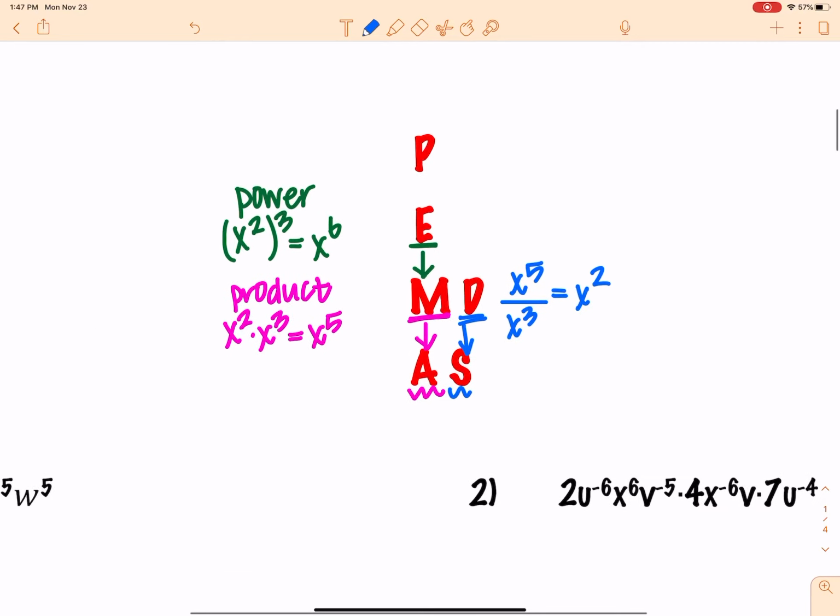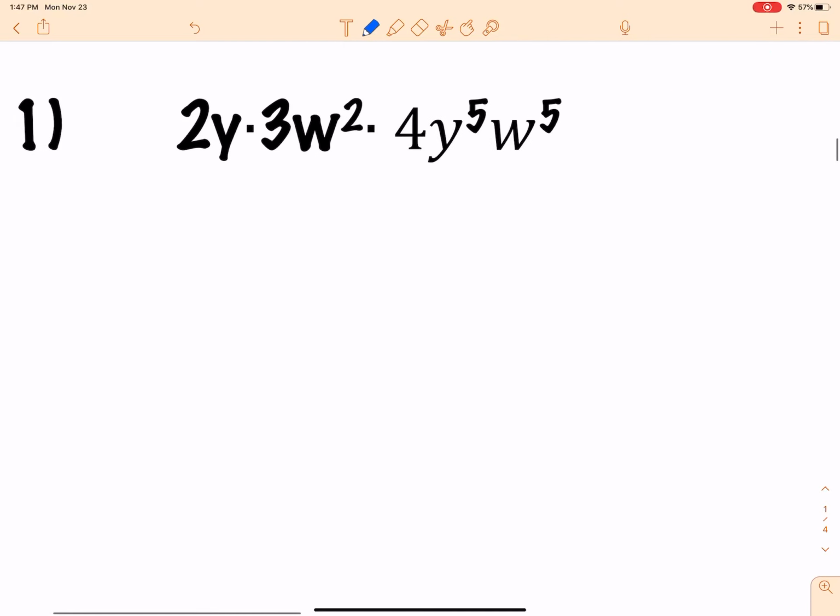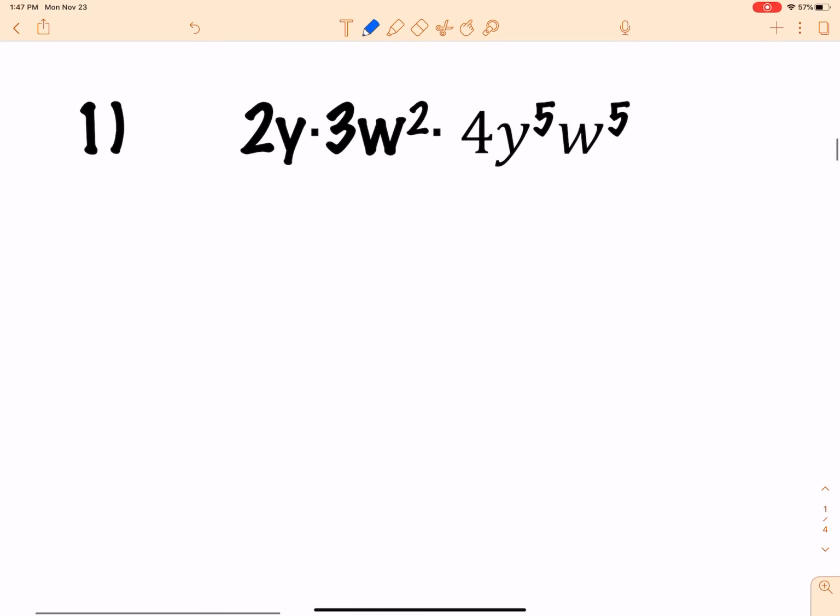Okay, so we're going to start off pretty easy. Obviously, number 1 would be easy, and then as we start getting into the higher numbers, it's going to get a little bit harder than what you would typically see on a quiz or test.